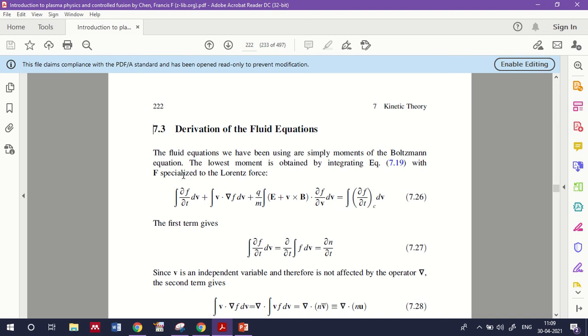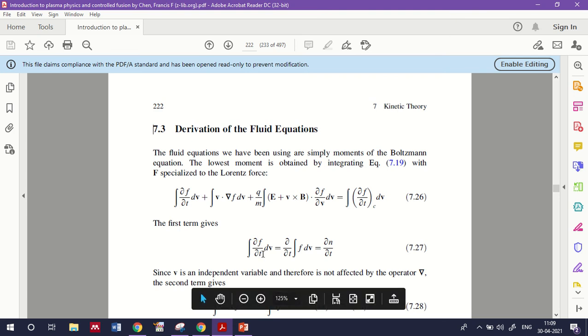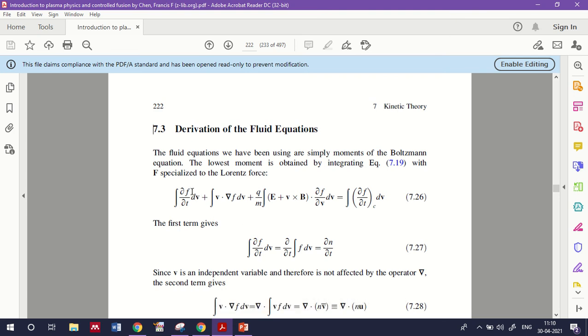So where F is a specialized force, we are taking it as the Lorentz force. Now what we are doing is that we just take the integral of ∂f/∂t dv. So why are we doing this? We need to expand this kinetic theory into a fluid equation. What does a fluid equation mean?